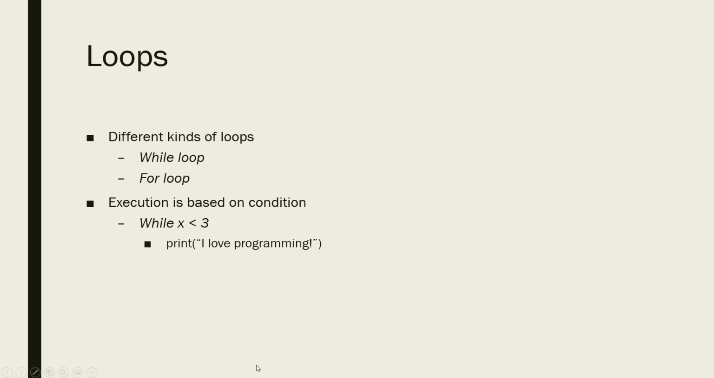There are different kinds of loops, and depending on what language you're using depends on what type of loops are available. Today we're just going to look at a little bit on the while loop and the for loop. Now, in any kind of loop, an execution is always based on a condition. So while x is less than 3, this is your condition, x being less than 3. If that's true, if x is less than 3, then the program would print I love programming. If it's false and x is not less than 3, then it would totally skip that statement and not run that statement at all.